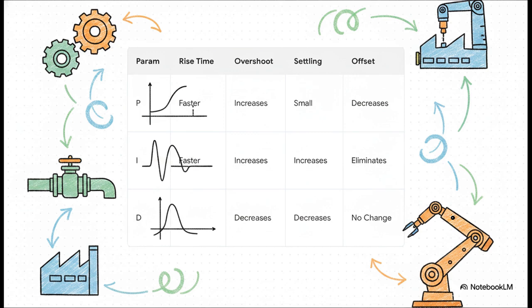Look at this. If you increase the proportional gain, your rise time gets faster, but your overshoot increases. And while steady-state error decreases, it never quite hits 0. Now, if you increase the integral gain, you completely eliminate that steady-state error, which is great, but you increase the settling time and risk way more overshoot. And if you increase the derivative gain, you beautifully dampen the overshoot and decrease settling time, stabilizing the whole system. Balancing this entire matrix, that is the true art of industrial automation.